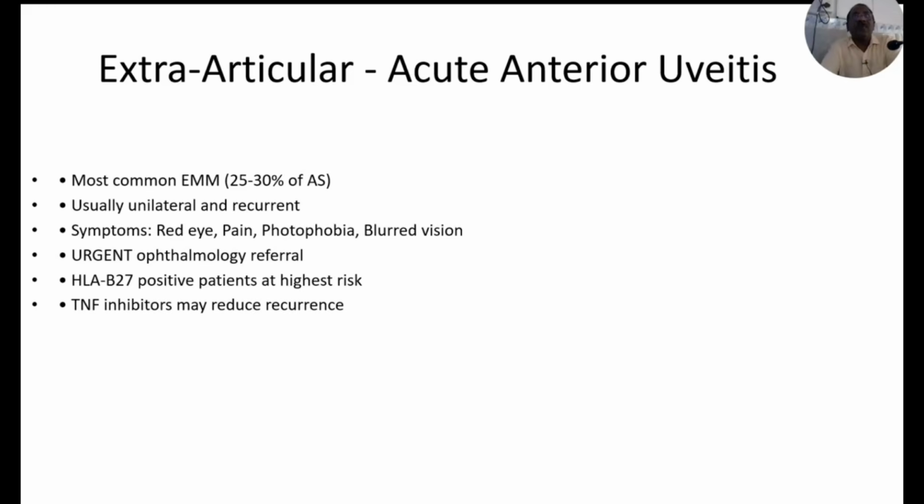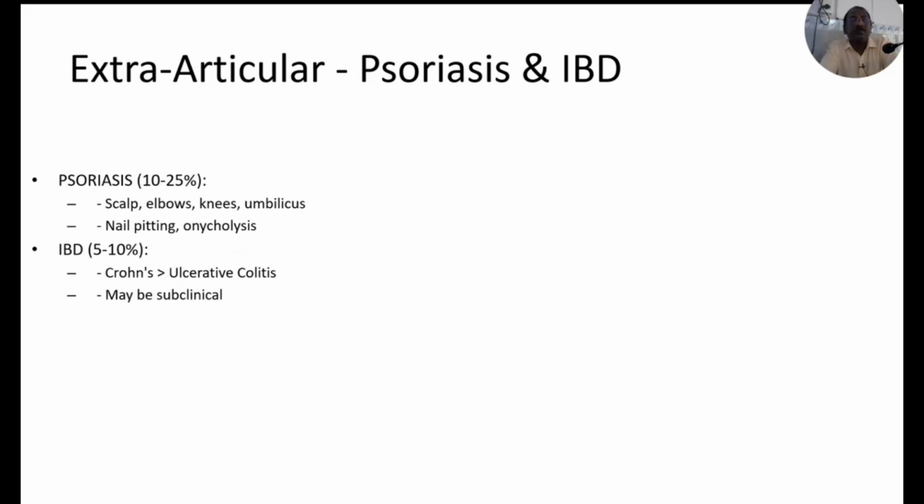So don't be happy with your sulfasalazine or leflunomide or methotrexate or hydroxychloroquine. These are your classical DMARDs, what we use in our clinical practice. You have to upgrade your medications in these spondyloarthritis by using your biologicals, especially your etanercept, adalimumab, etc. So these inhibitors may reduce the recurrence of your anterior uveitis also.